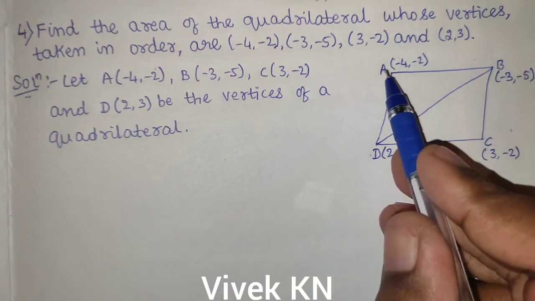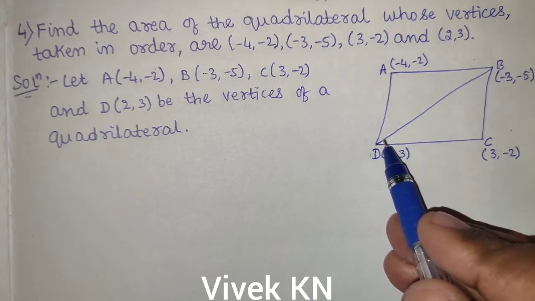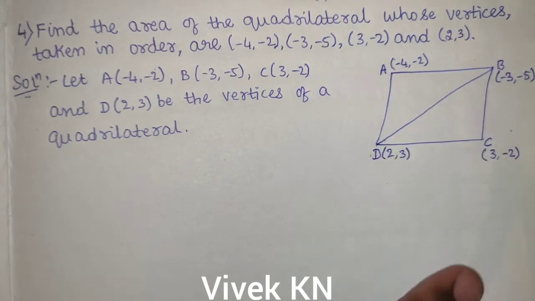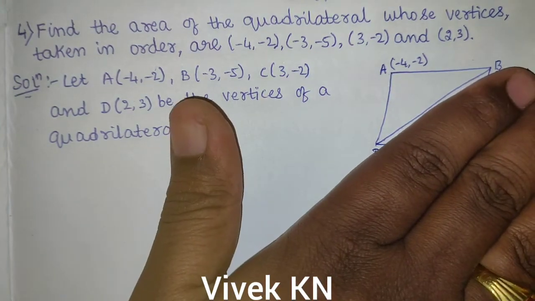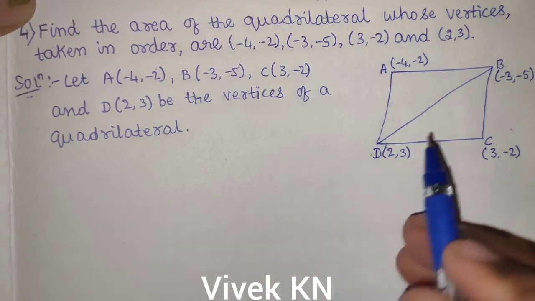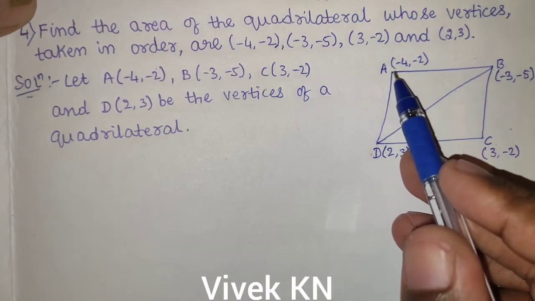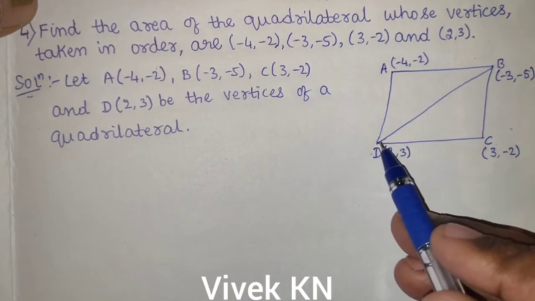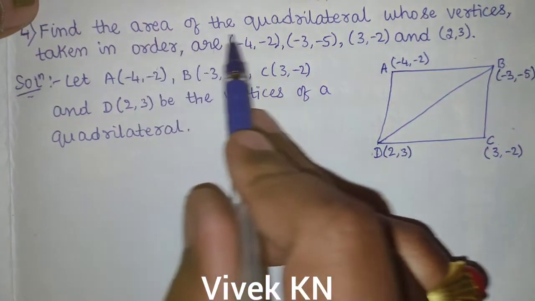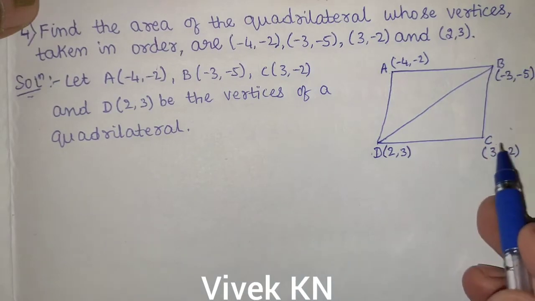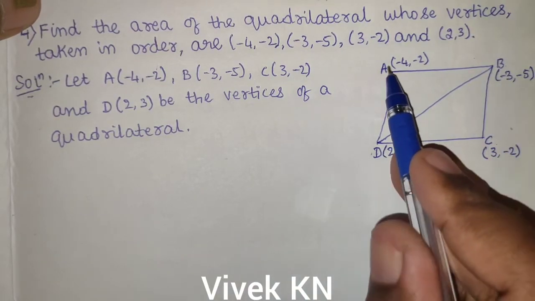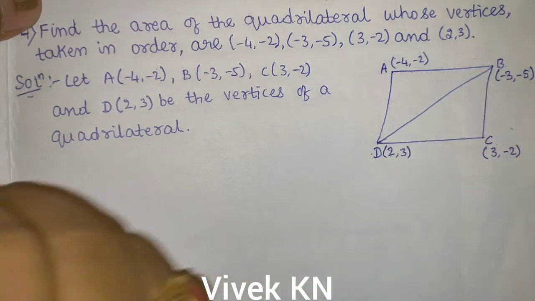The first triangle is ABD and the second triangle is BCD. So, this is the first triangle and this is the second triangle. By calculating the area of the triangle ABD and BCD, we can easily find out the area of the quadrilateral ABCD. Okay, so first let us calculate the area of the triangle ABD.